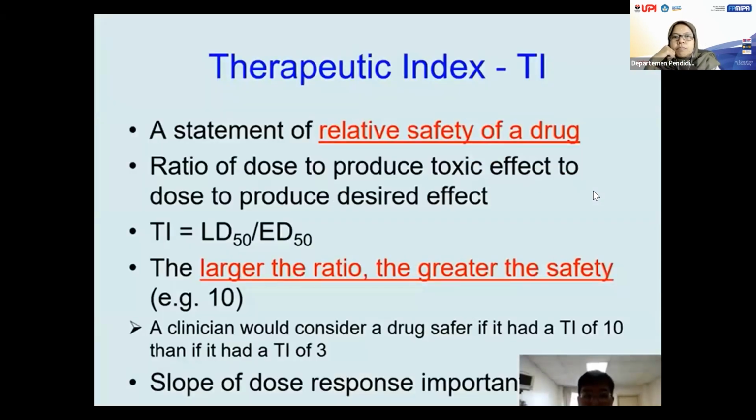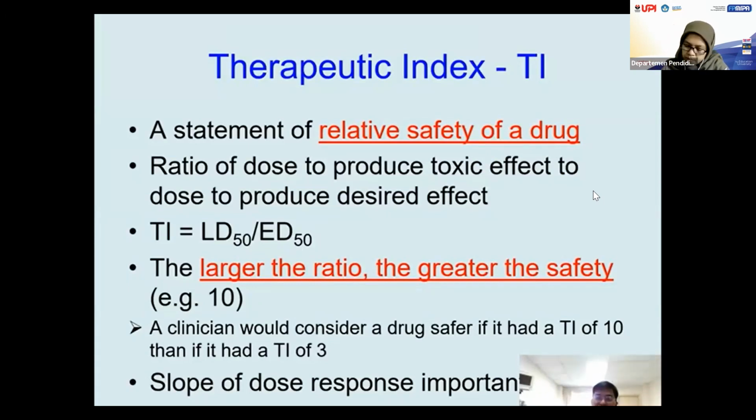Then we have something called the Therapeutic Index, which is called the TI. This is basically something that we use to look into the relative safety of a drug. This TI is actually the ratio between LD50 and ED50, which means the lethal dose 50 divided by the effective dose 50. So if you have a very large number for this ratio, that means the drug is safe.